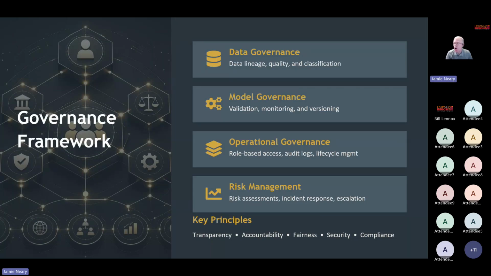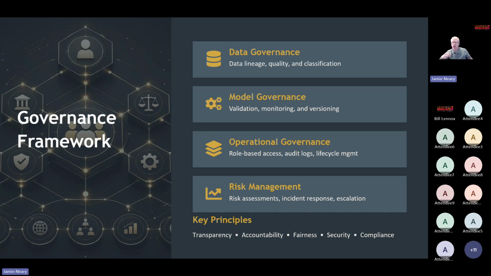So as part of our overall governance framework, we have to worry about our data. So we take a look at our lineage, our data quality, and our data classification, and that's where everything needs to start off. We look at the model that's being implemented, validation of the information, the overall monitoring for the responsibility, versioning as we move forward, and keeping older versions easily available in the event that the new version isn't quite doing what it is supposed to do.